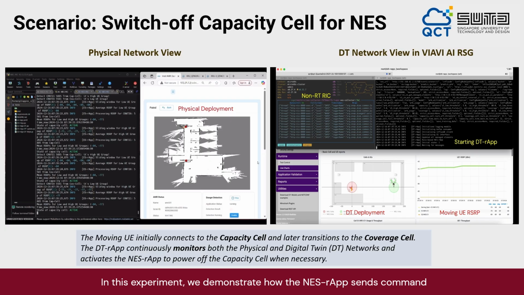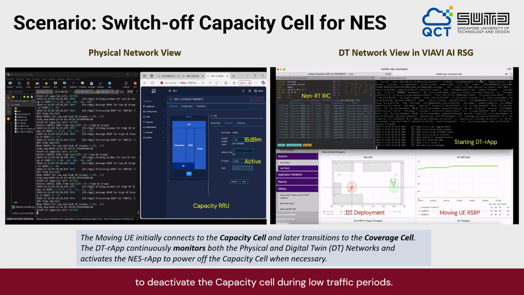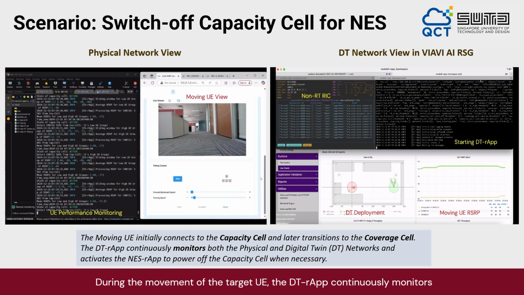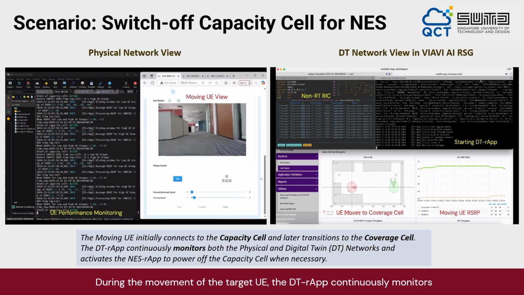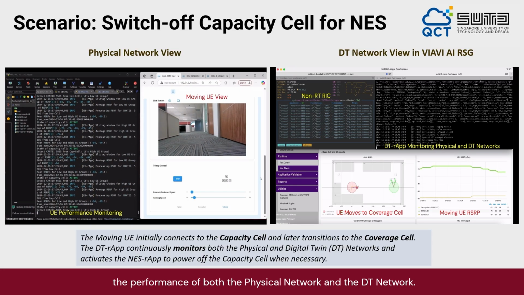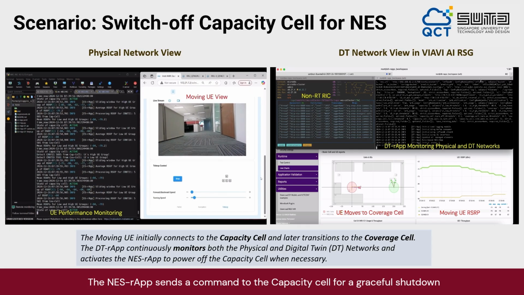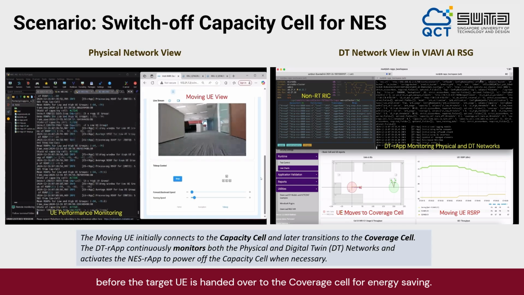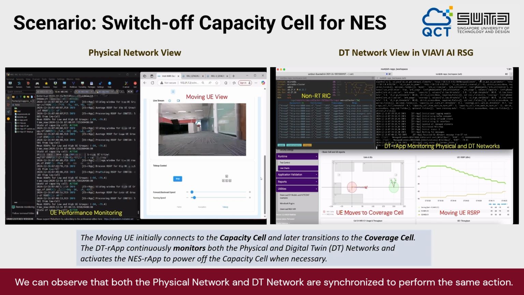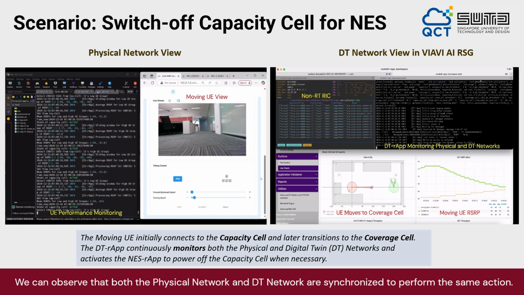In this experiment, we demonstrate how the NES rApp sends commands to deactivate the capacity cell during low traffic periods. During the movement of the target UE, the DT rApp continuously monitors the performance of both the physical network and the DT network. The NES rApp sends a command to the capacity cell for a graceful shutdown before the target UE is handed over to the coverage cell for energy saving. We can observe that both the physical network and the DT network are synchronized to perform the same action.